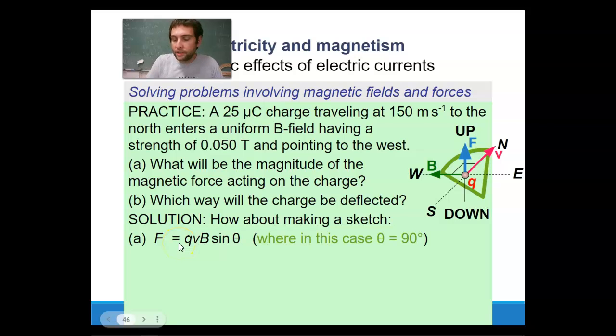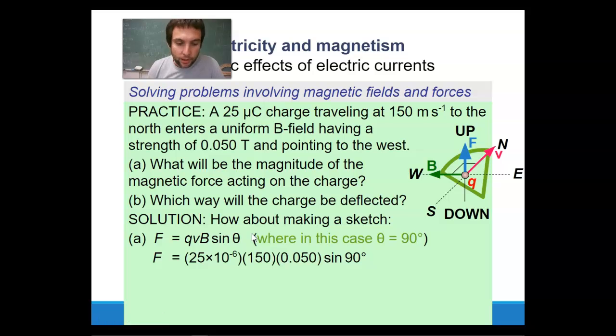All right, so we are dealing with a particle, so we're going to use the particle equation: F equals QVB sine theta. In this case, theta is 90. Take sine of 90 and we're going to get 1. So we plug in 25 times 10 to the negative 6, because micro is times 10 to the negative 6, 150 meters per second, and then Tesla stays the same.